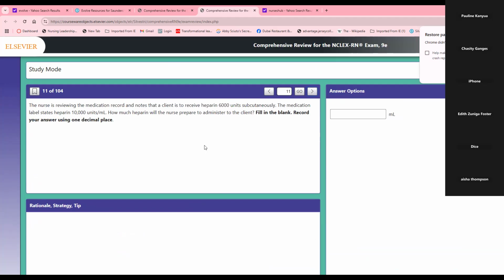Same thing. This says, how much heparin will you administer to the client? Or it might say, the nurse has blah, blah, blah. How much will you use to prepare the order? So this could be written a lot of ways. I noticed that a lot of their questions, they like to write, the nurse will prepare the following dose or prepare the following order. It all means the same thing. If you're going to give somebody a dose, it's going to go back to your desired over have formula. So see if you can do this one.